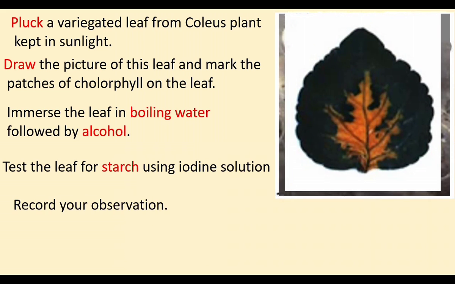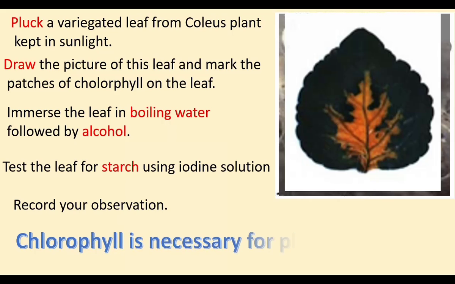The part of the leaf that contains green color pigment turns blue. We can understand that the part of the leaf containing chlorophyll produced starch. That part turns blue when we test the leaf for starch. Chlorophyll is necessary for photosynthesis. Let us see another experiment.